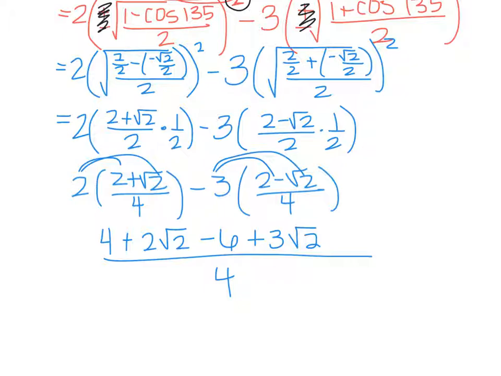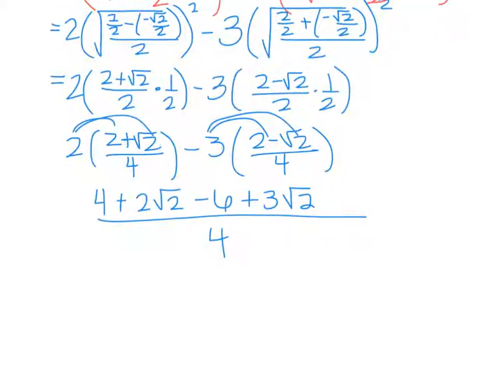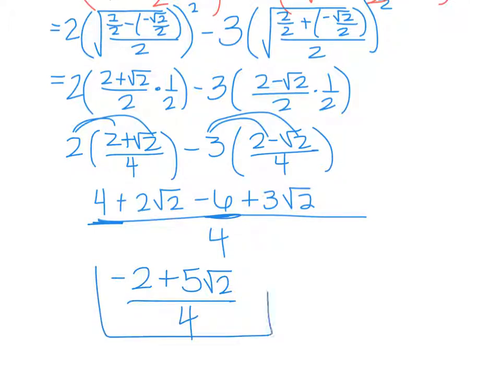Okay, one more step, and that step is just going to be to put the things together that can go together. So positive 4, negative 6, that's going to give me negative 2 plus 5 root 2 all over 4. And this is going to be my final answer.